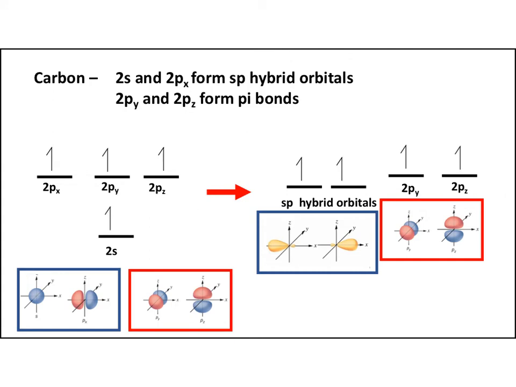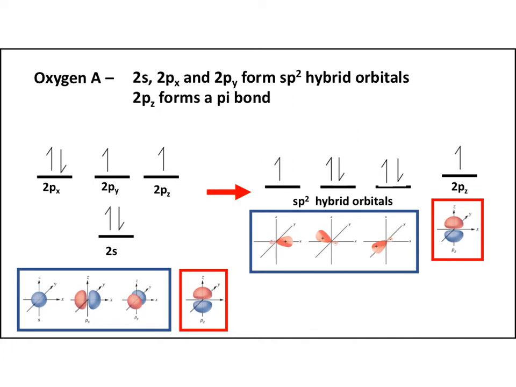So carbon you'll be familiar with, I'm sure. Carbon is going to use the 2s and 2px to form the sp hybrid orbitals, which will have two lobes along the x-axis. So here are my two sp hybrid orbitals with the lobes along the x-axis, and that leaves us our py and our pz p orbitals to pi bond.